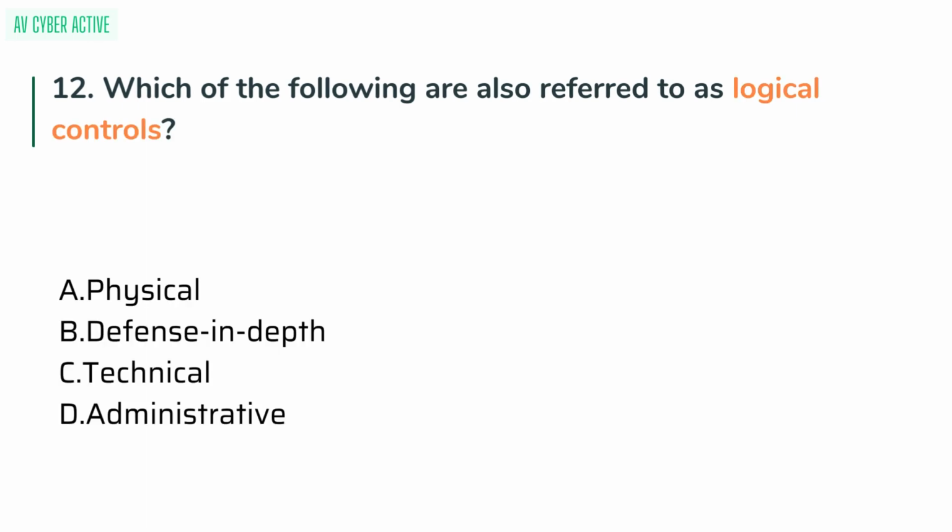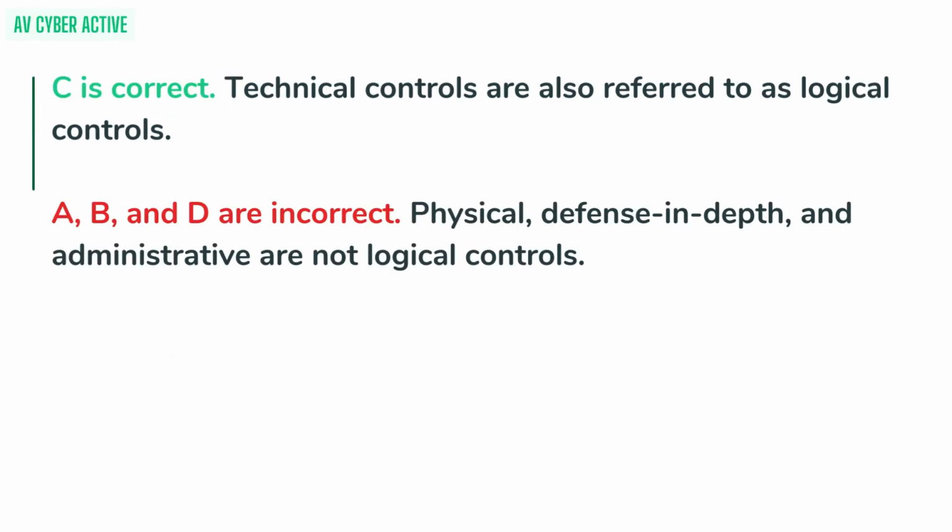12. Which of the following are also referred to as logical controls? A. Physical. B. Defense in depth. C. Technical. D. Administrative. C is correct. Technical controls are also referred to as logical controls. A, B, and D are incorrect. Physical, defense in depth, and administrative are not logical controls.